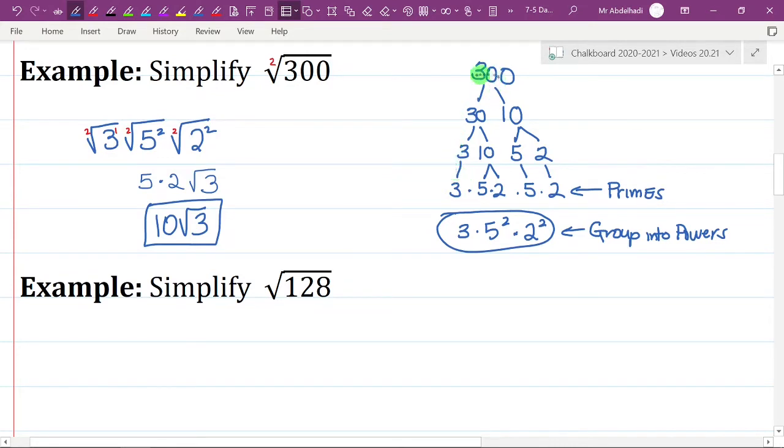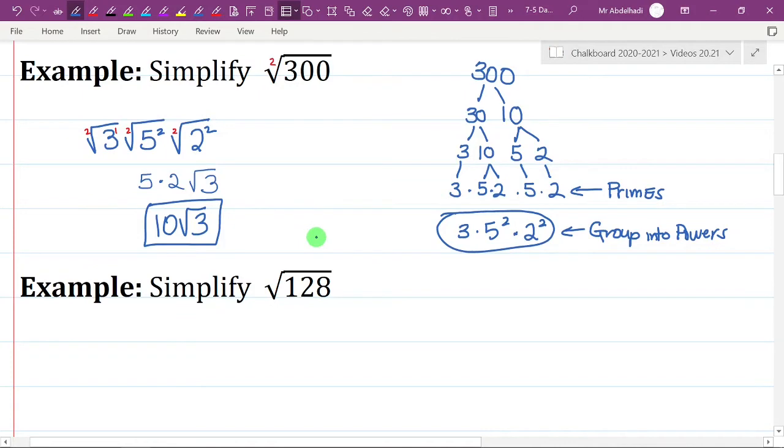No matter which way you choose your numbers, I could have chosen 150 times 2 or whatever. I could have chosen 6 times 5 here. It doesn't matter. Eventually, you get to the same exact prime factorization. So no matter which way you go, 300 has to be 3 times 5 squared times 2 squared, or if you want, 2 squared times 3 times 5 squared. It doesn't matter the order, of course, but you will get the same prime factors, and then you can do the square roots that way.